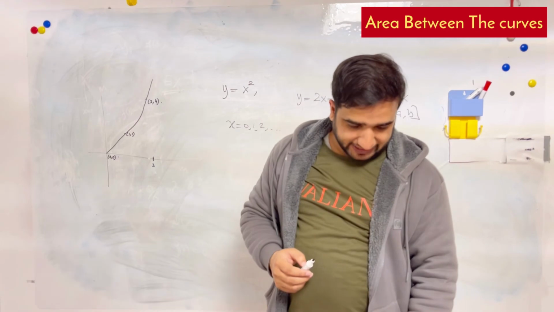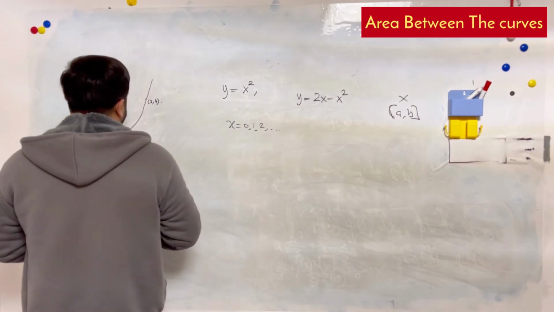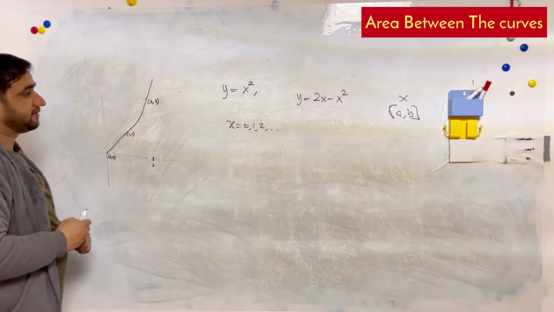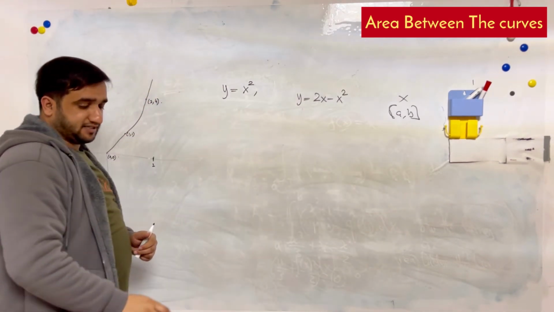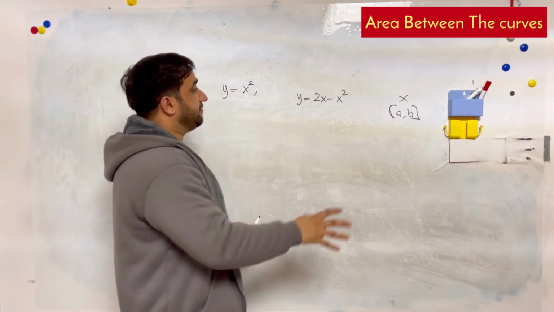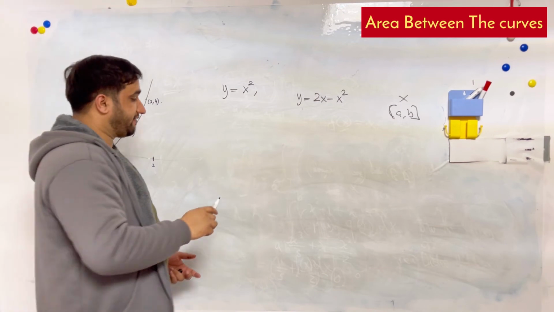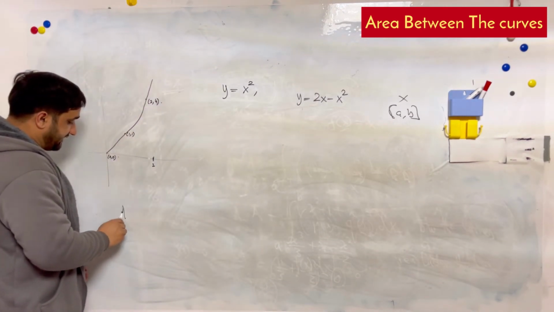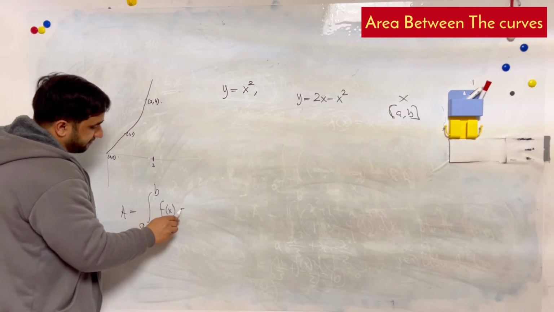So how to find those two points? That is the question of interest, because without having these two points, we cannot apply the formula. What is the formula? The formula says area is in between a and b, f of x minus g of x.